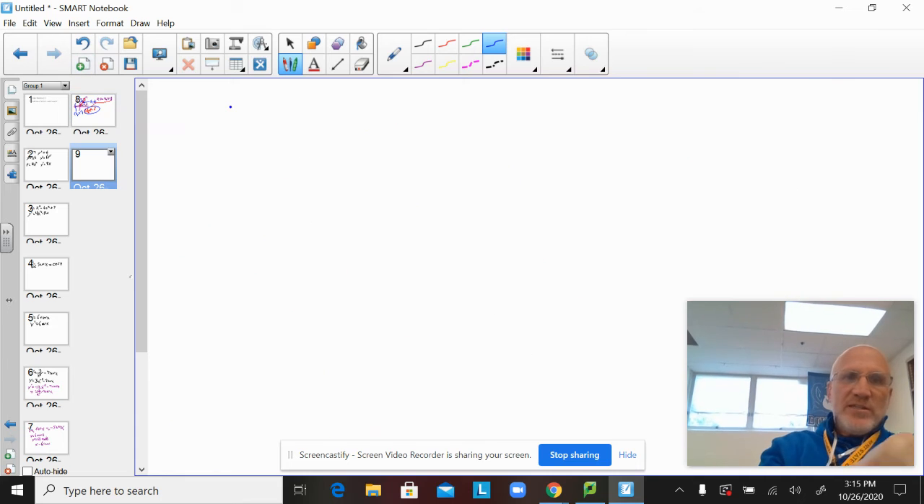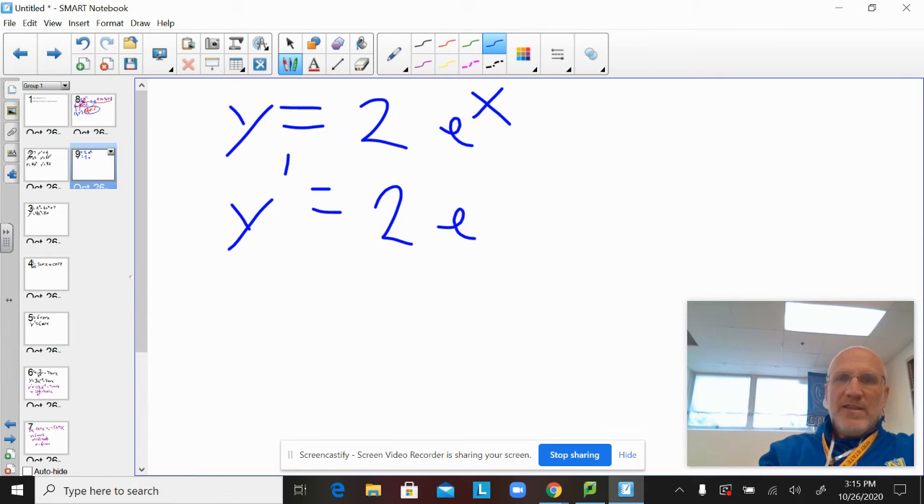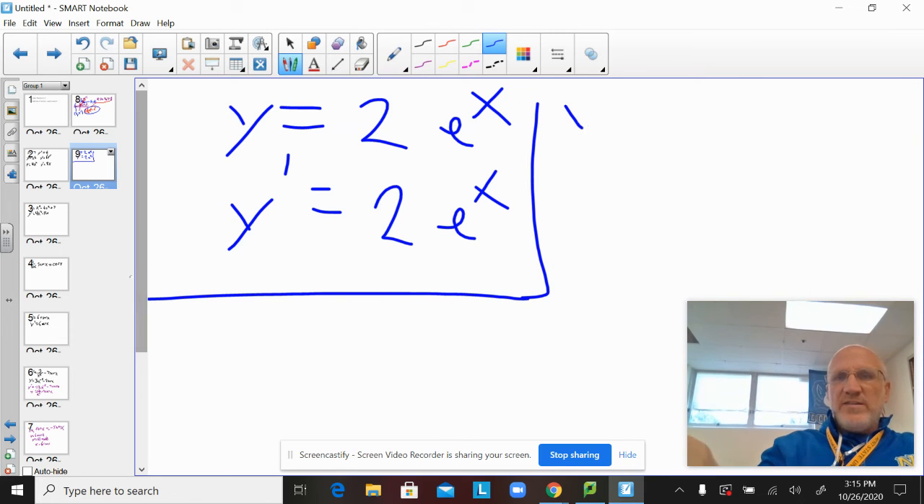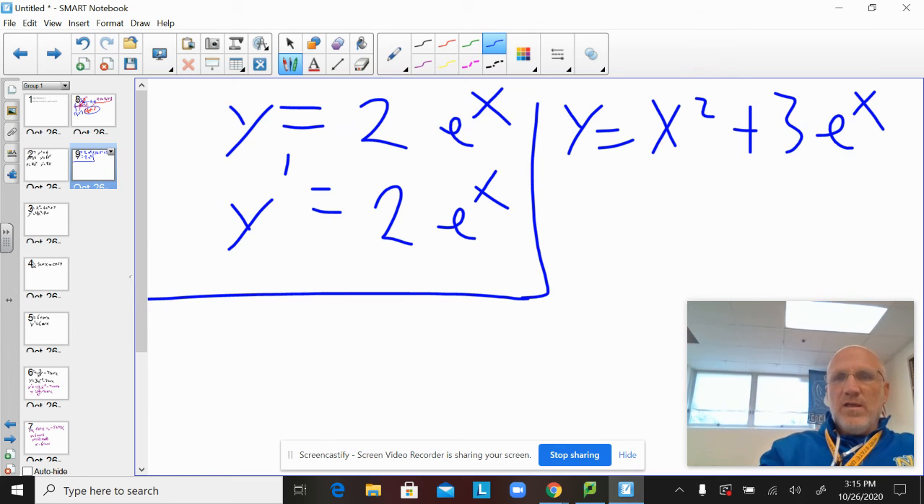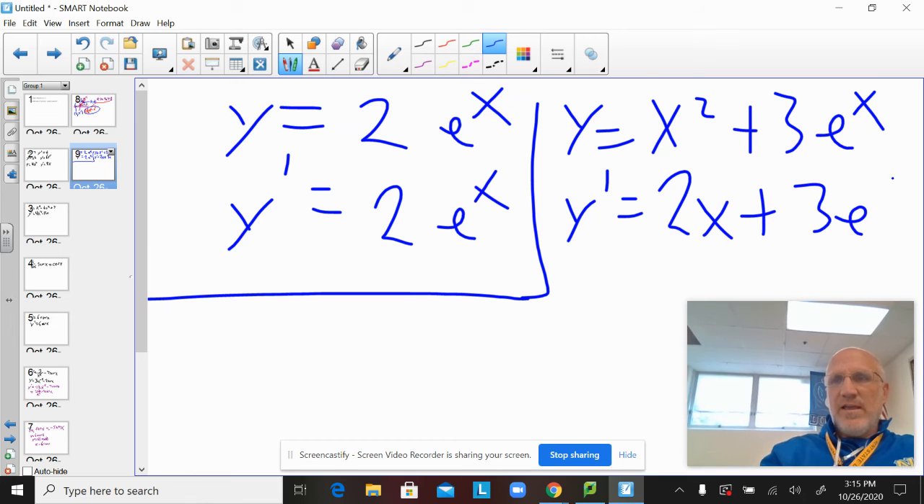So what's the derivative of 2e to the x? Well, the derivative of that is just 2e to the x, the constant 2 times the derivative of e to the x, which is just e to the x. I can combine this with others that we know. If I said y equals x squared plus 3e to the x, the derivative of that would be 2x plus 3e to the x. So just be aware of that.